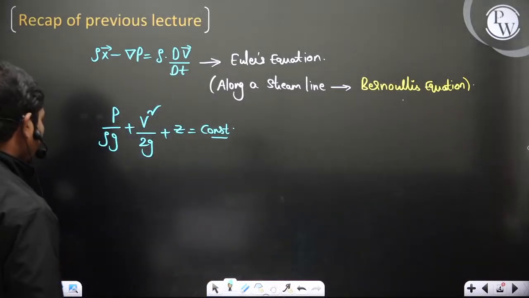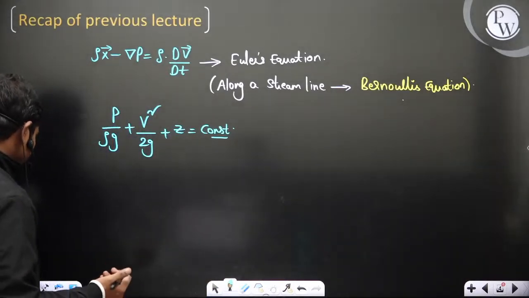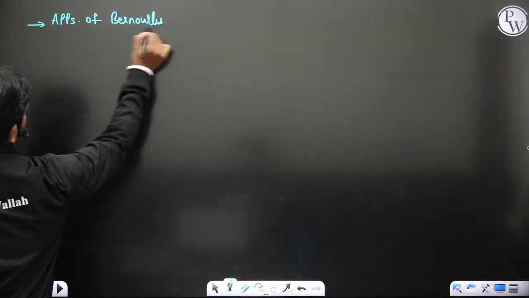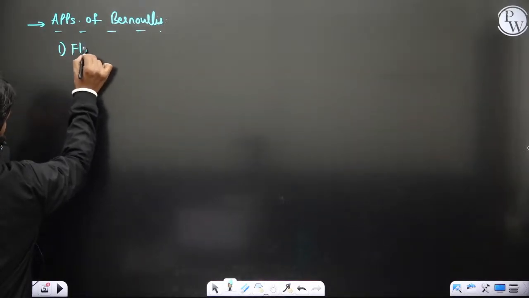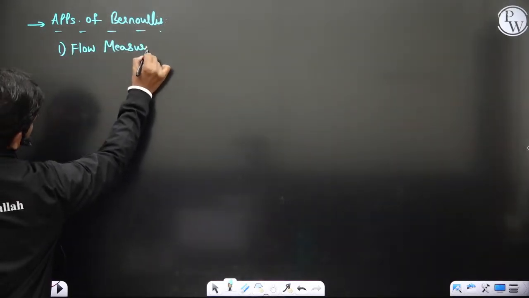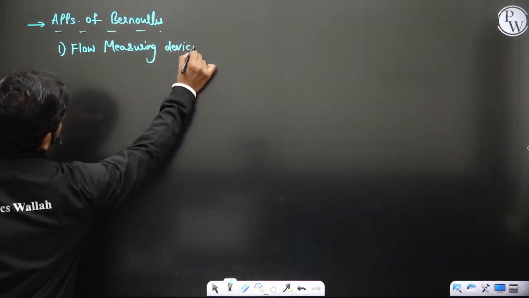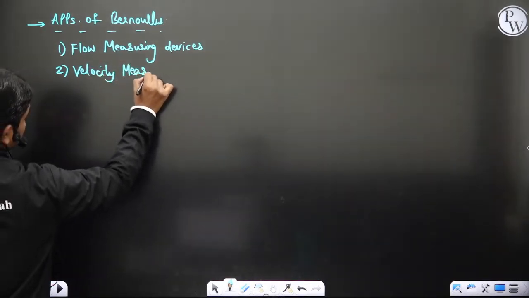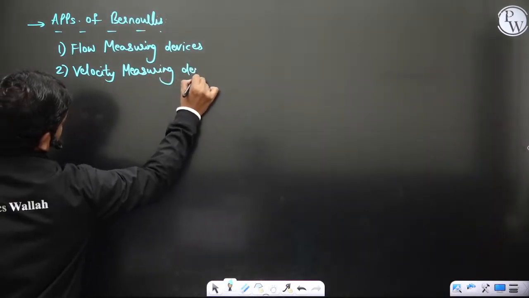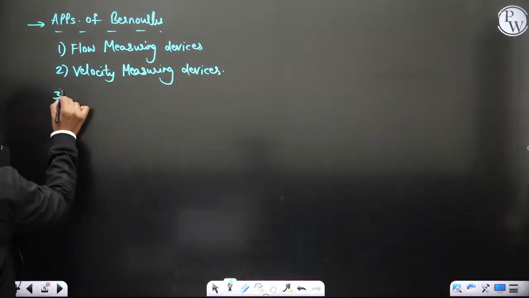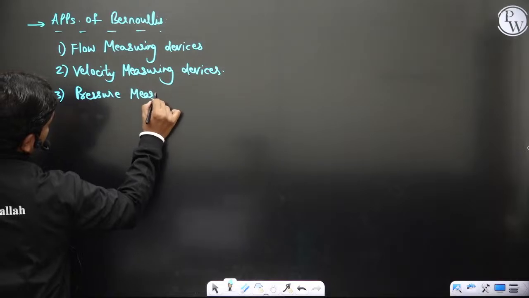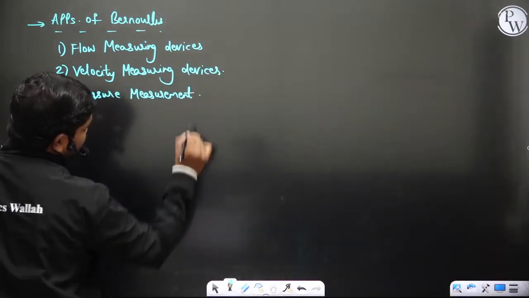Using Bernoulli's equation, you have plenty of applications. One very important application is flow measuring devices, then velocity measuring devices. We also have applications like pressure measurement. You can design certain pressure measurement devices using the principles of Bernoulli's equation.